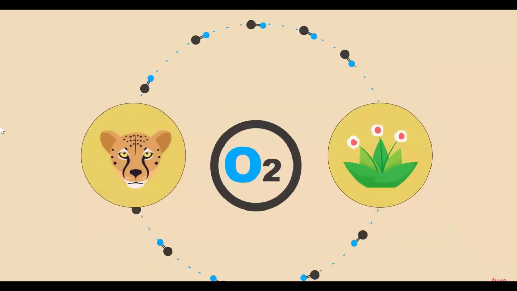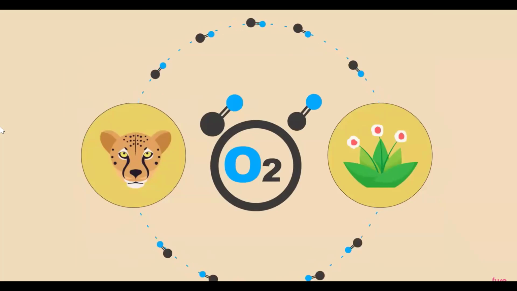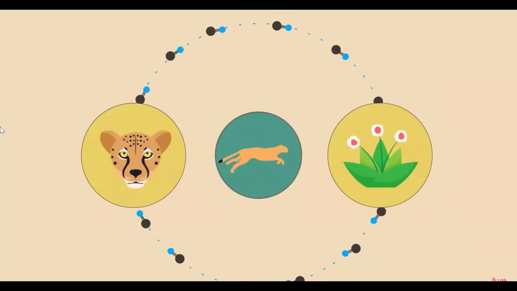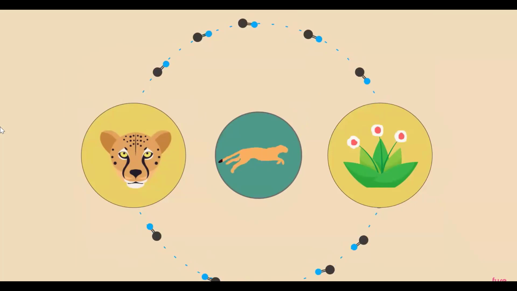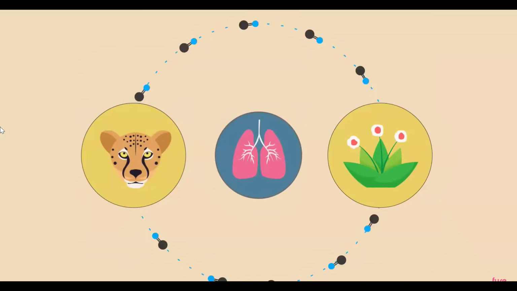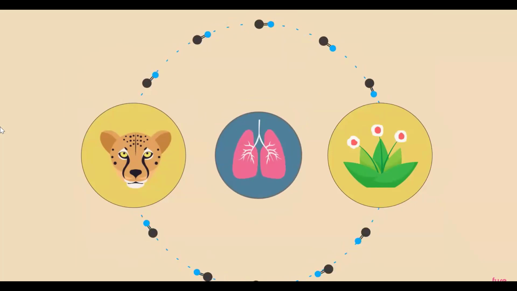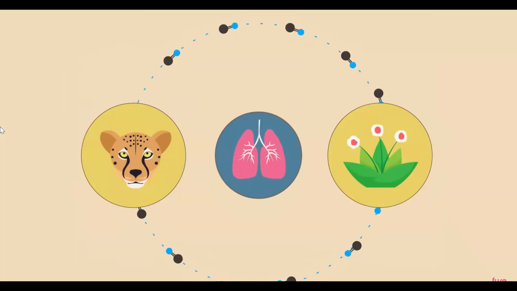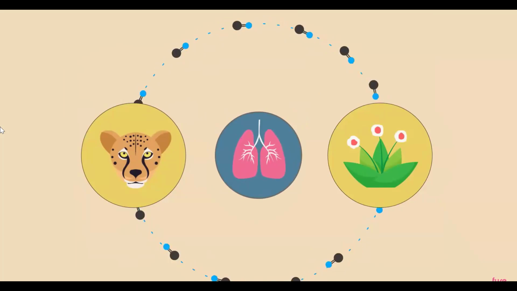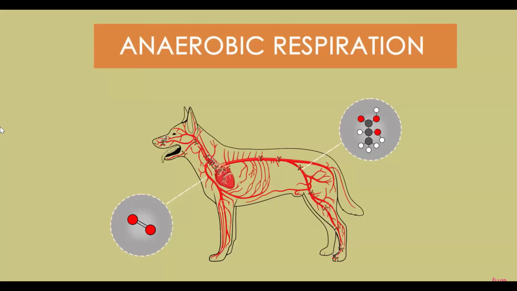Sometimes animals and plants can't get enough oxygen to respire aerobically, such as during intense exercise, but they still need to respire to survive. After all, everything relies on respiration for energy. Luckily, there is a backup plan: anaerobic respiration. In this video we are going to have a look at anaerobic respiration in both animals and plants.